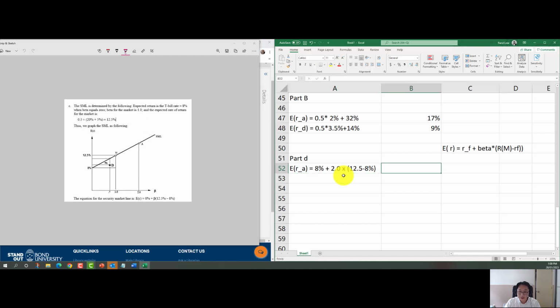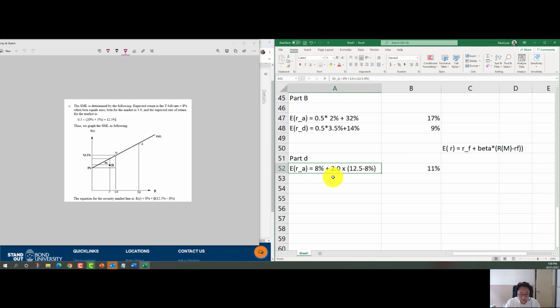So basically, this would be 0.08 plus 0.7 times 0.125 minus 0.08. That gives us 11.15%. So this is a rehash really of the CAPM. But what you're really learning here is how to use the CAPM to answer different types of questions. And you can see how useful the formula actually is.